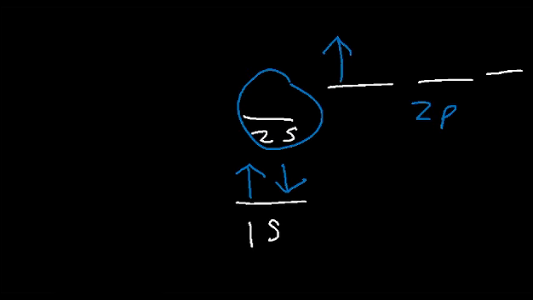For it to be in a ground state configuration, all the electrons have to fill the lower energy levels as much as they can. If they jump to a higher level, then they're in the excited state.